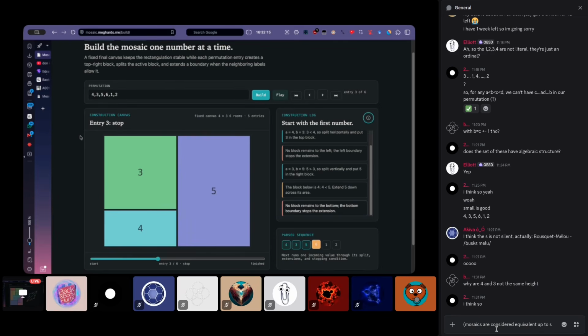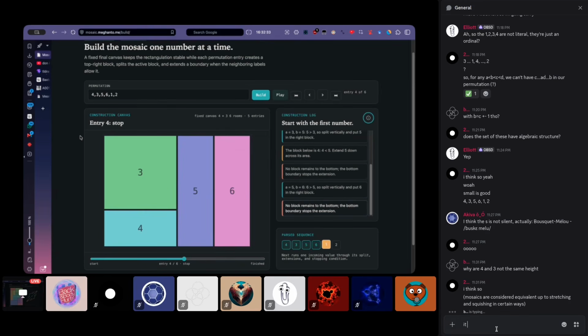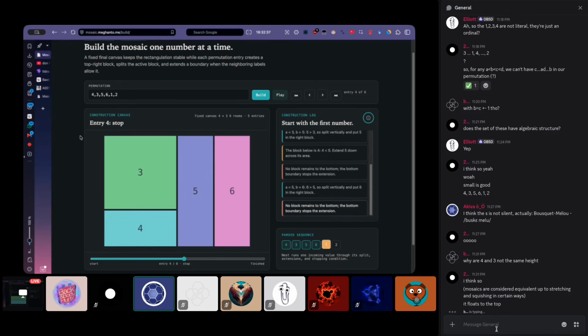So the next number is 6. So 6 is going to get sliced vertically again. The next one is 1. Can anybody guess what will happen with 1? Something will get sliced horizontally, but I lost track of how we tell which one.